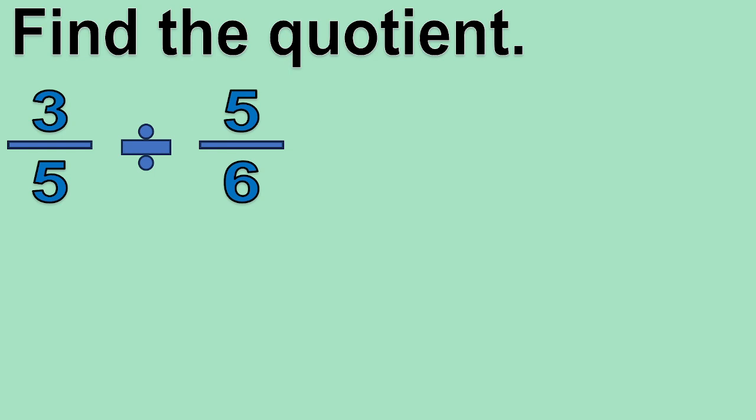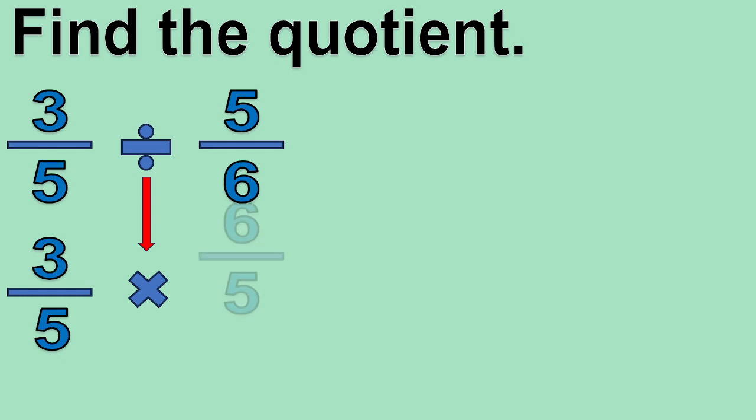Another problem. 3/5 divided by 5/6. First, keep the first fraction as is. Then, change the division sign to a multiplication. And flip the second fraction or swap the numerator and denominator. So we have here 6/5.